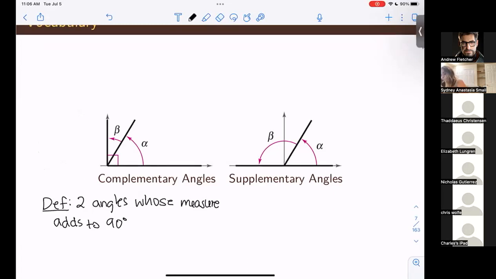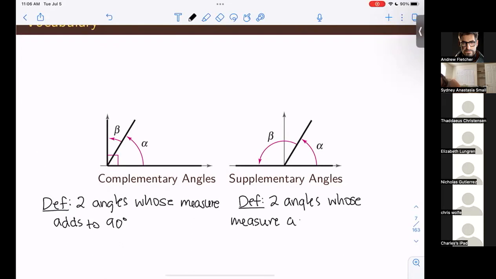Similarly, we have something called supplementary angles, and it's pretty much the exact same thing, except instead of 90 degrees, it is two angles whose measure adds to 180 degrees. Are there any questions on these two definitions? Okay.